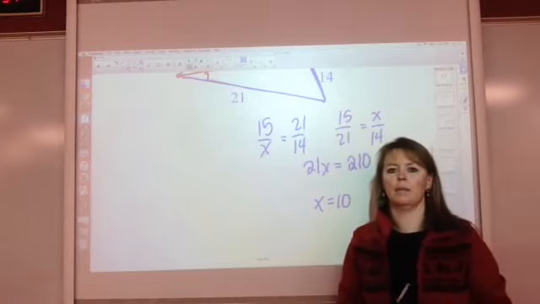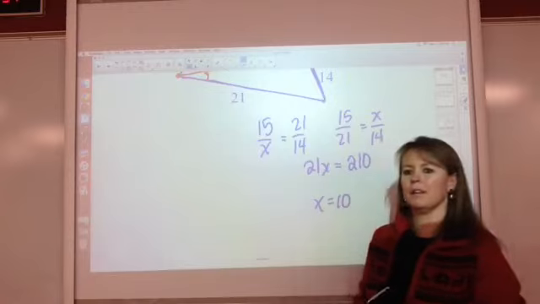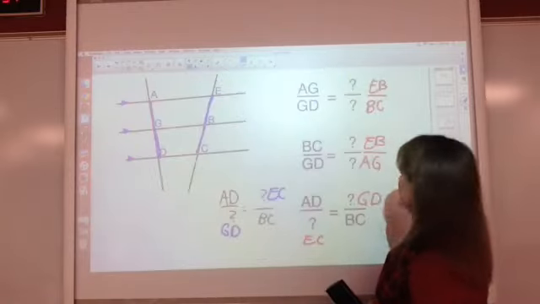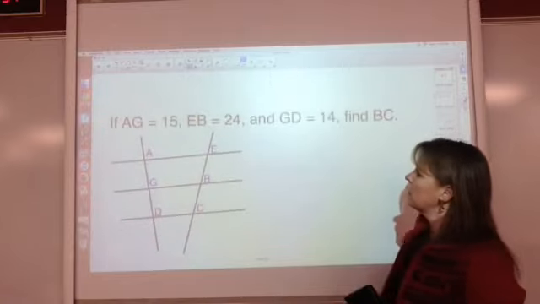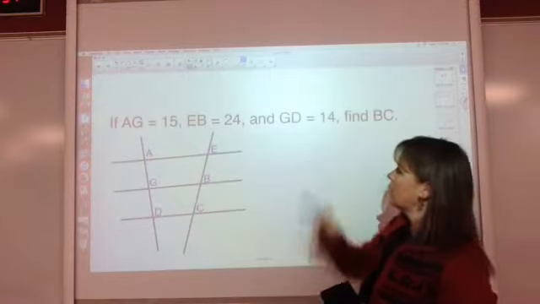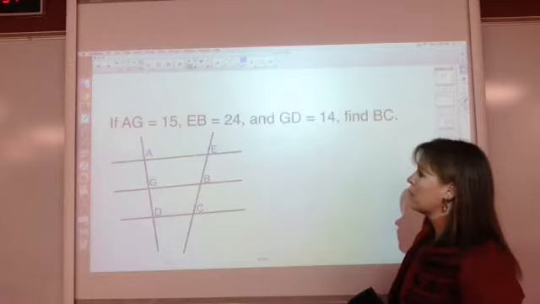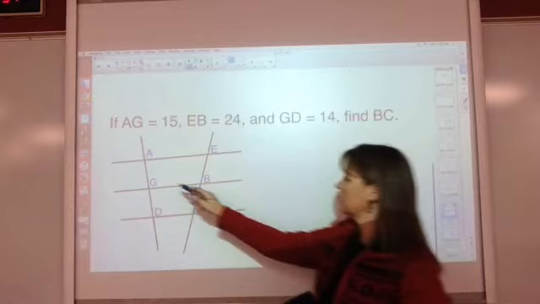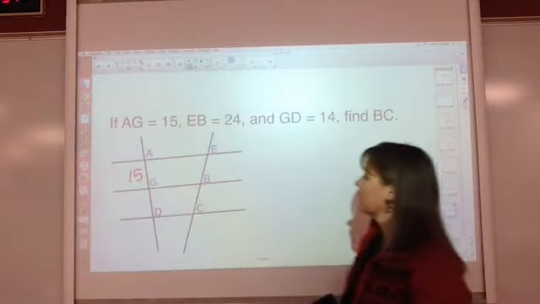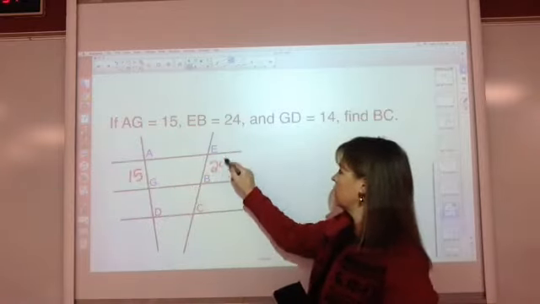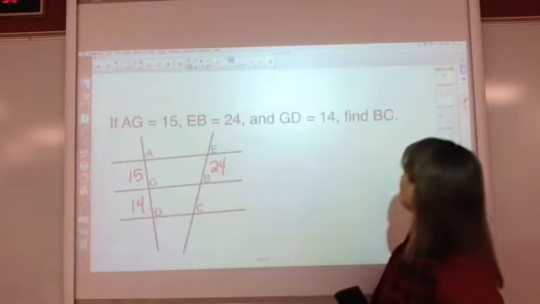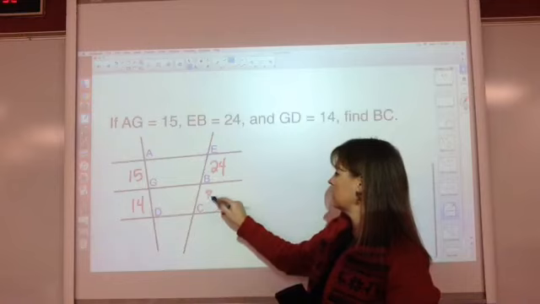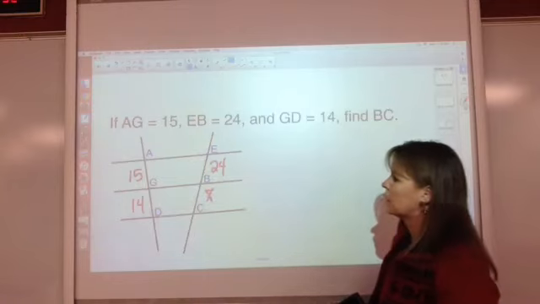All right, I'm going to back up for a moment because I bet you're thinking, wait, did you skip a section? Yep, I did. From here, I forgot to give you the one that had the numbers in it. So we'll go backwards just for a moment. Go back up into your notes and fill this out. If AG equals 15 and EB equals 24 and GD equals 14, find BC. We'll make that X instead of a question mark.